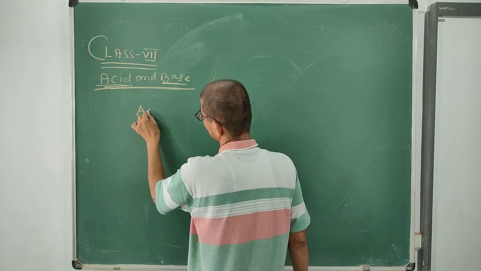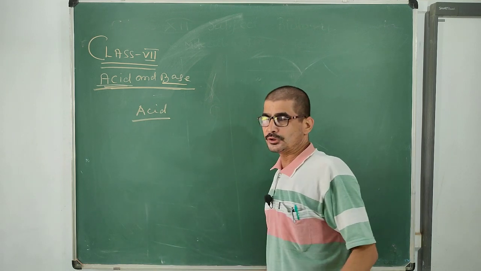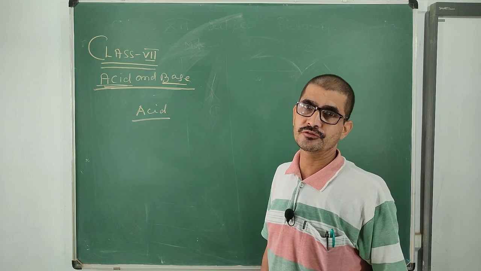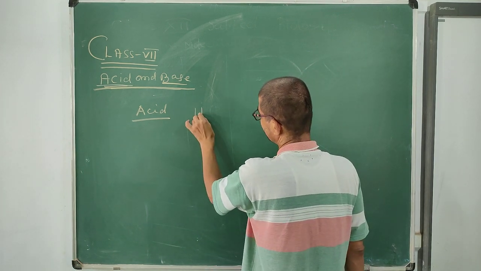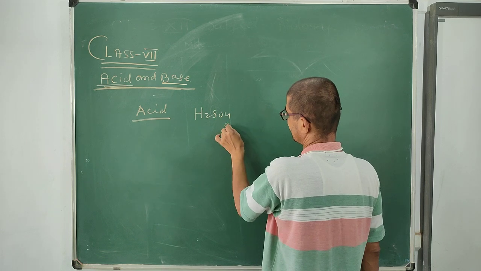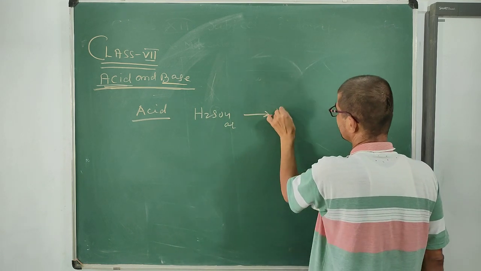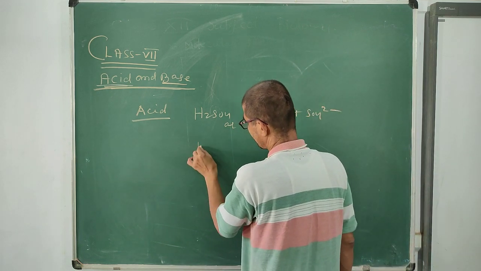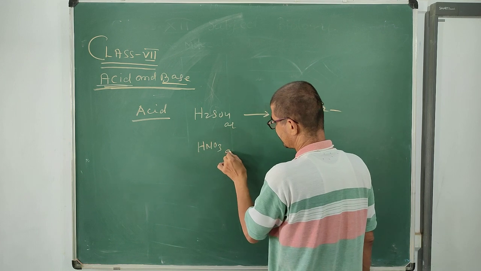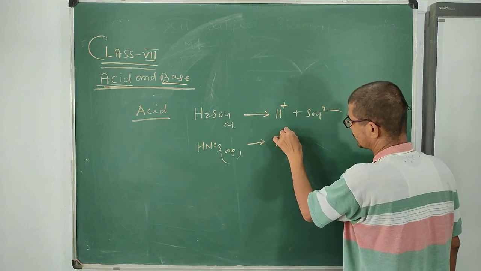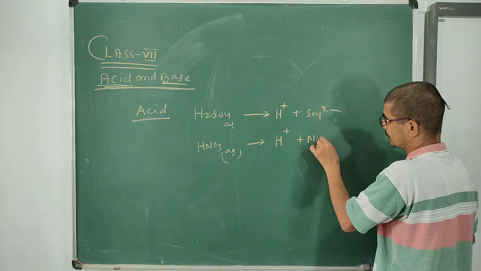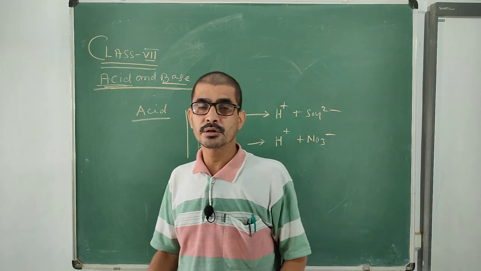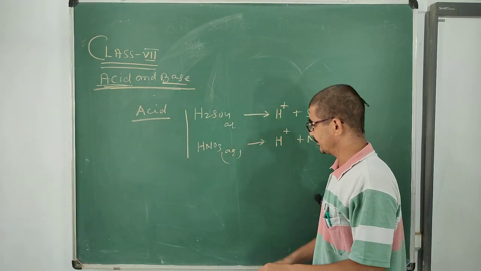Acid. Those substances which give hydrogen ions in aqueous solution are called acids. Sulfuric acid gives hydrogen ions in aqueous solution, so it is called an acid. Nitric acid also gives hydrogen ions in aqueous solution, so this is called an acid. It is sour in taste and it turns blue litmus to red.